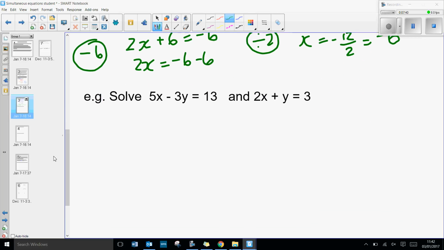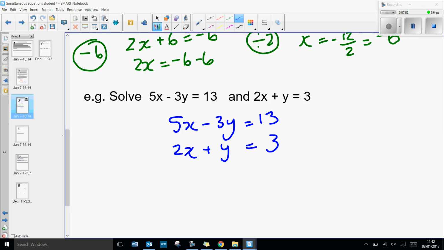Next example. 5x minus 3y equals 13. 2x plus y equals 3. Now we know we're going to add our two equations, but when we add them we want either our x's or our y's to disappear. Remember, for that to happen, the number in front has to be the same for each equation, but with different signs. So here I have 5x and a 2x. Obviously that's not the same number, so let's check the y's. I have 3y and 1y. Again, not the same number.